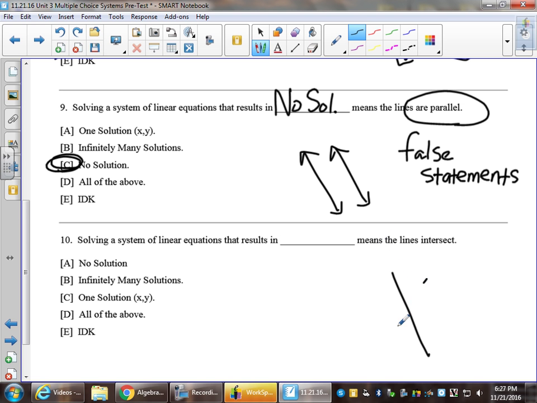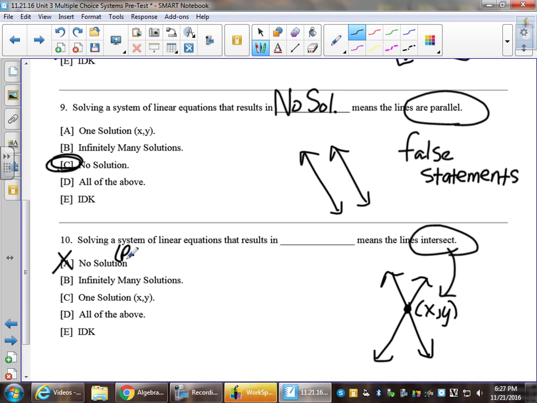If lines intersect, so if it helps, draw yourself a picture. If lines intersect, we have an ordered pair. So that's not no solution, because no solution is parallel. And it's not infinitely many, because that's when they're the same line. C is my one solution, x comma y. All of the above is impossible. Lines cannot be parallel, the same line, and one solution. Not possible.